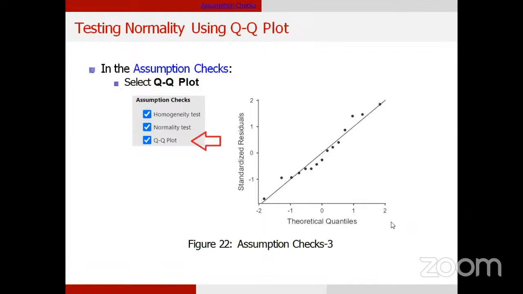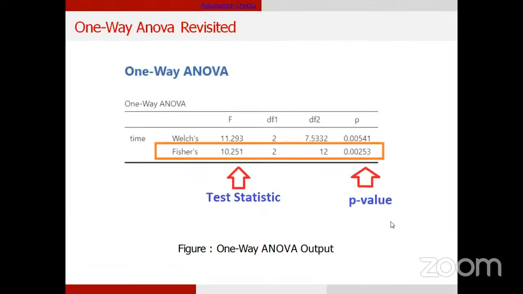Now we can draw the QQ plot. By using the QQ plot also, all the points lie along the line. They are very close to that line. That also tells us it is normally distributed. I said we have to follow Fisher's one-way test because the variances are equal. If the variances are unequal, you can go with Welch's test. If the variances are equal, you can go with Fisher's test.